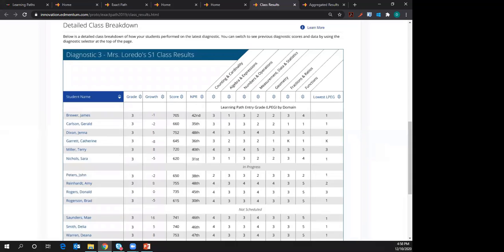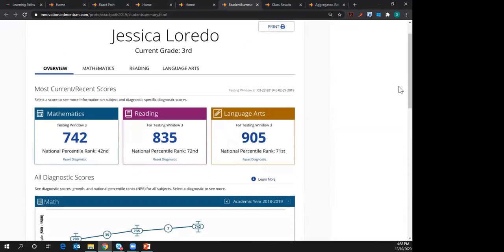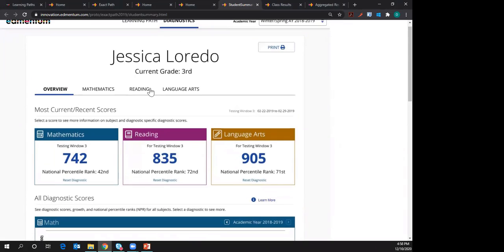At this point, I told you that everything in blue is clickable, and so if I were to click one of those student names on the left, it would take me to the student's summary report here, okay? I want you to notice, as of right now, I am in the overview section because there's a blue bar under it. I could also go to mathematics, which we will, or reading, language arts. Let's just look at the overview for now to see what kind of data I can get.